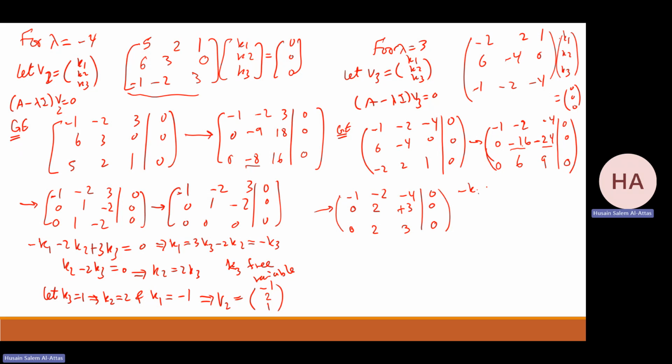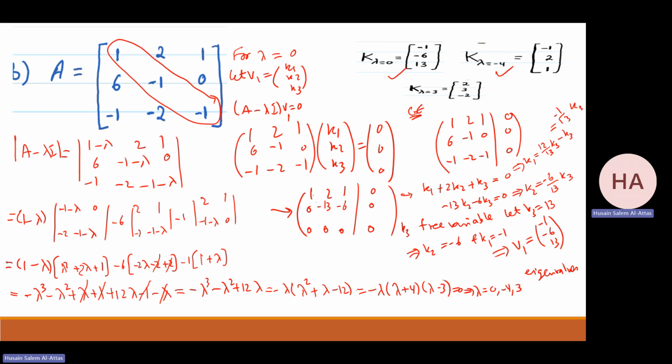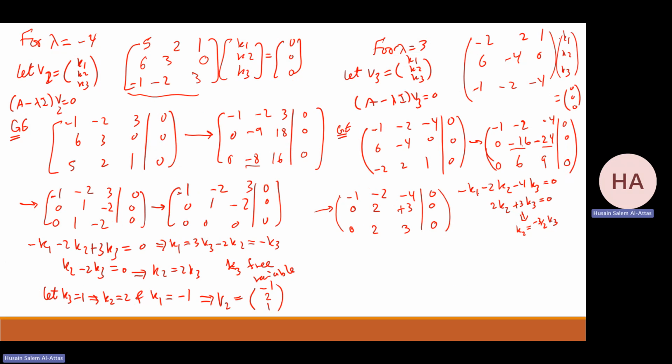So I have minus k1, minus 2k2, minus 4k3 equals 0. And I have 2k2 plus 3k3 equals 0. So this gives me k2 is minus 3 over 2 k3. So for sure I will take k3 to be 2 or minus 2. Okay. Now plug it in the first one. So I have k1 will be what? Minus 2k2 minus 4k3.